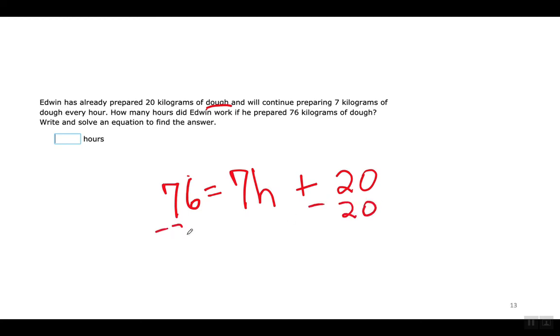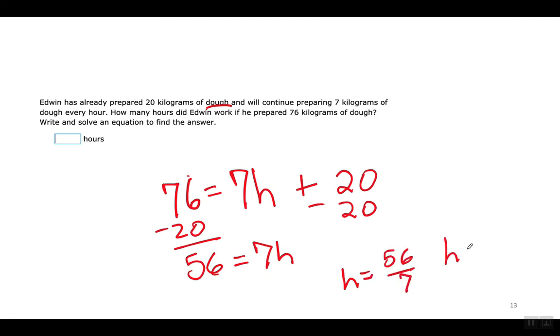So let's subtract both sides by 20. So H is going to equal 56 divided by 7. So H equals 8, he worked 8 hours. Trabajó 8 horas.